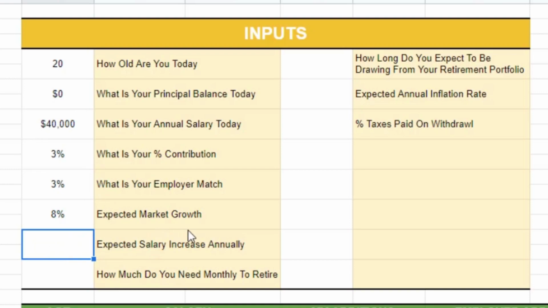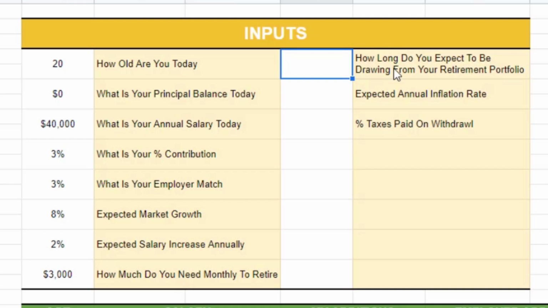For our expected salary increase annually, let's say we expect to get about a 1 to 2% raise per year. So we'll put that in there, and then try to determine how much you need monthly to retire. And this is in today's dollars. Let's say you wanted to live comfortably on about $2,000, $3,000, $4,000, or $5,000 a month in retirement. Let's say about $3,000 a month. Everything's paid off, house is paid off, cars are paid off. Let's say you could live on $3,000 a month.